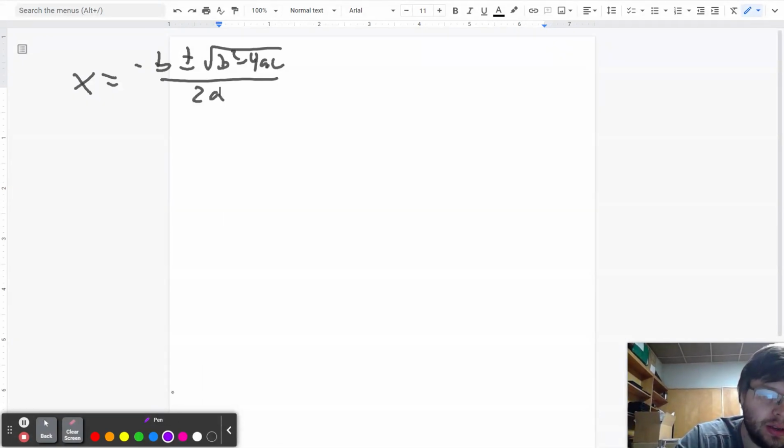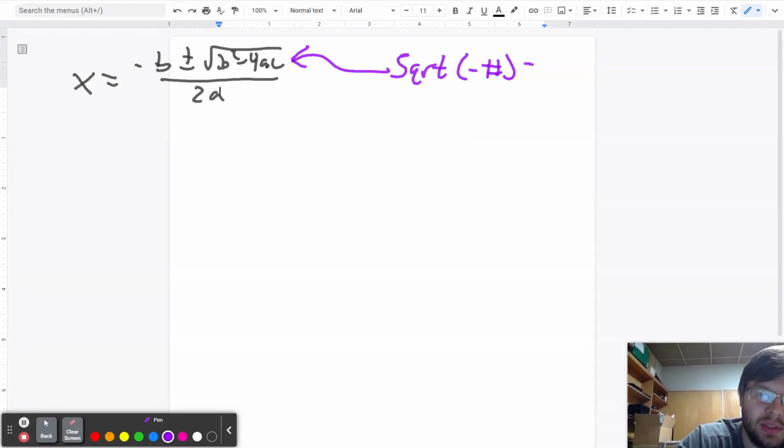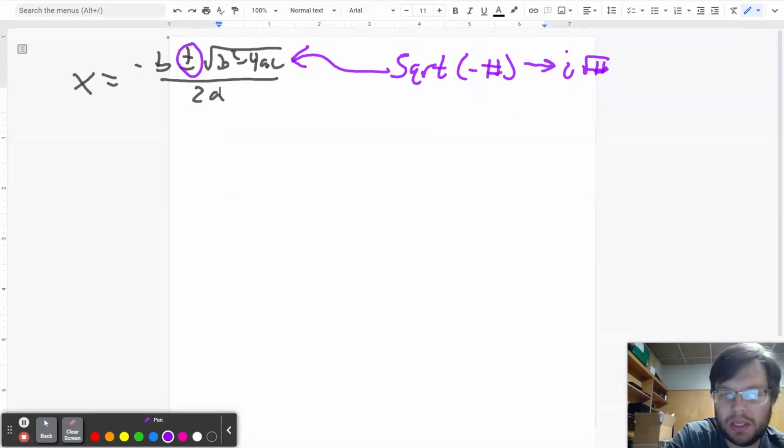And remember, we get imaginary numbers from taking the square root of negatives. So the square root of a negative number means we're going to have i times the square root of that number. Okay? I want you to notice that there's a plus and a minus, meaning the quadratic formula will always give you a complex number and its conjugate. So what I should say is, if the quadratic formula gives you one complex number, you're guaranteed that it will also give you its conjugate.